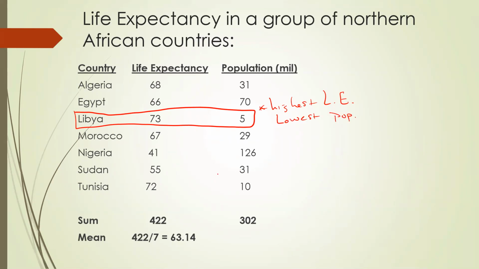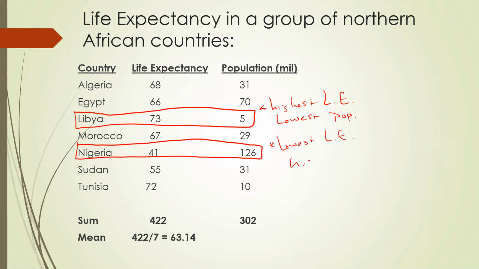Okay, who has the highest population? Someone has it here in the chat. Nigeria. Yeah. So Nigeria, whoa, look at this. So 5 million people live in Libya, but 126 million people live in Nigeria. So this one has the lowest life expectancy, but the highest population.